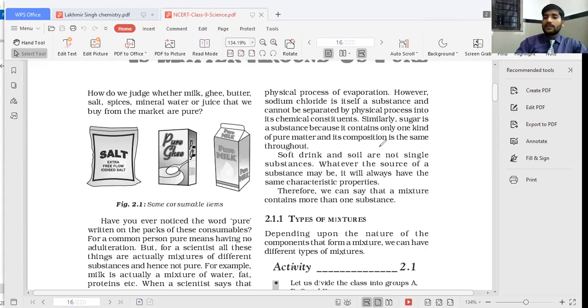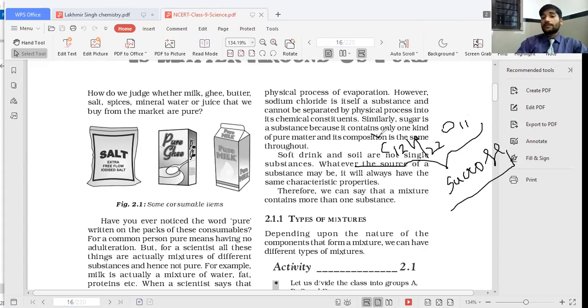What is the formula of sugar? Can anybody tell me? Yes, it is C12H22O11, the sugar which you are having in your kitchens. This is called sucrose. So by any physical method of separation, we cannot separate the carbon atoms, hydrogen atoms, and the oxygen atoms.